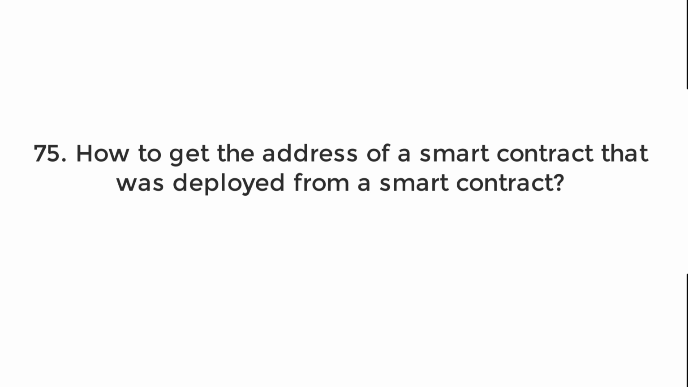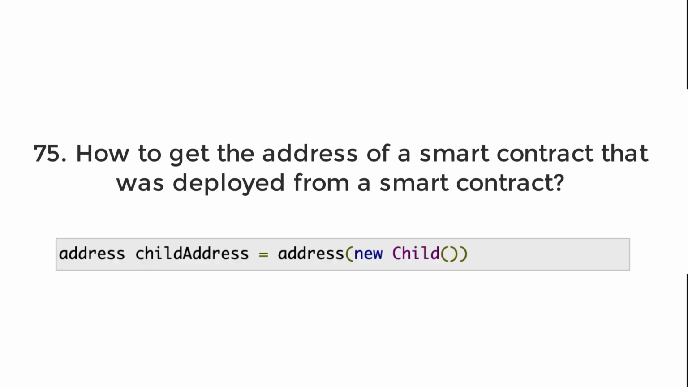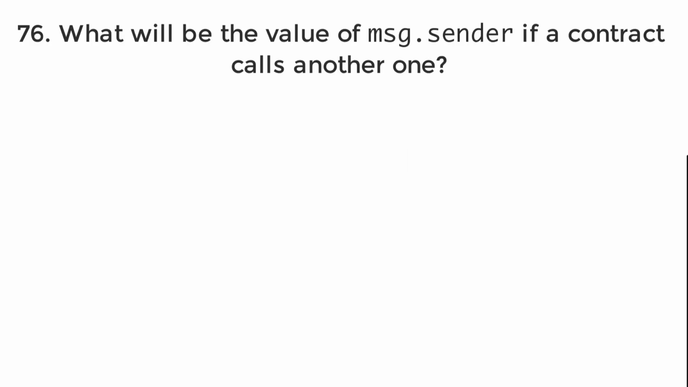How to get the address of a smart contract that was created from another smart contract? After you use the new keyword and you create the new smart contract, then you're going to cast the result with the address operator, and this will give you the address of the new smart contract. What will be the value of msg.sender if a contract calls another one?